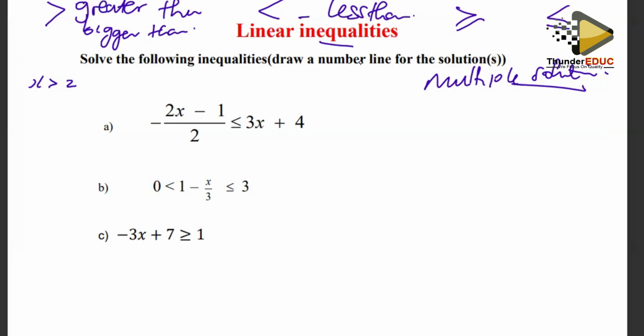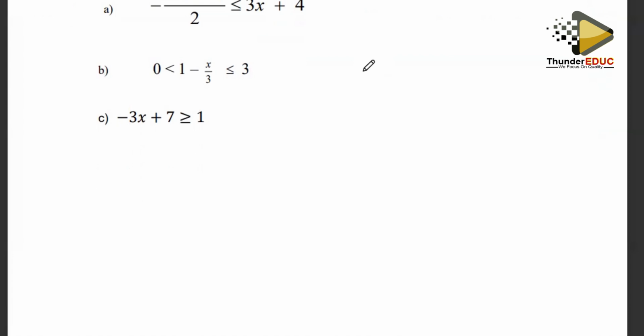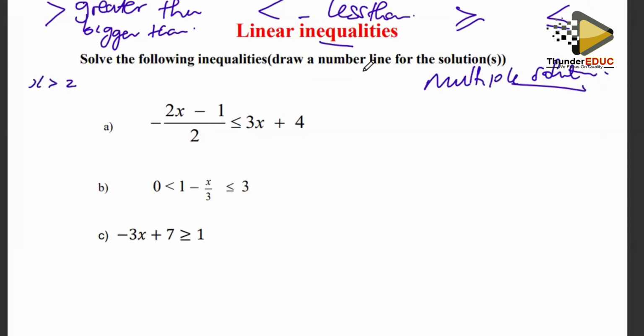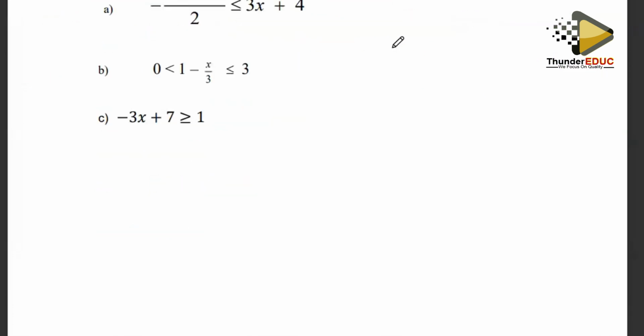Now, we have the first case scenario where we have negative 2x minus 1 over 2 is less or equal to 3x plus 4. What is the question saying? Solve the inequalities, draw a number line for their solutions, okay? Now, I'll answer this question before I give a tip of what exactly could happen. So with the numerator, I can put a negative sign, okay? Get rid of the denominator. So I'll say times 2, times 2, times 2. So I'll have negative 2x plus 1 is less than 6x plus 8.